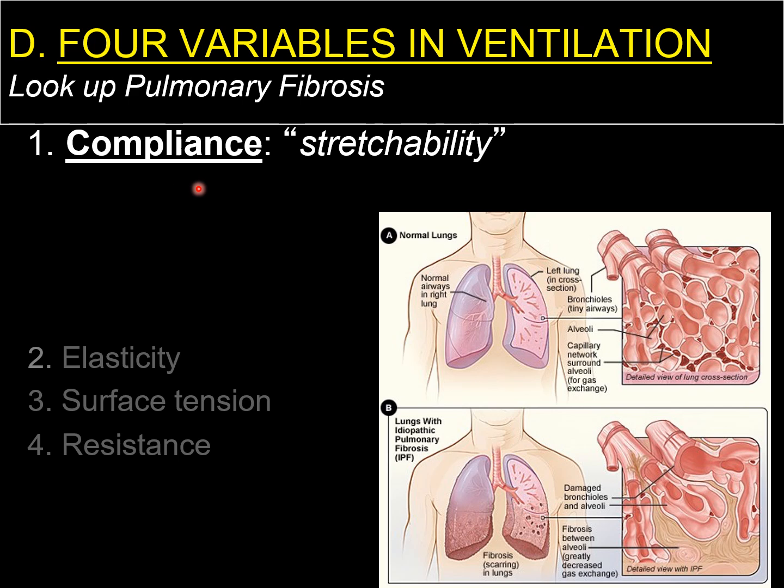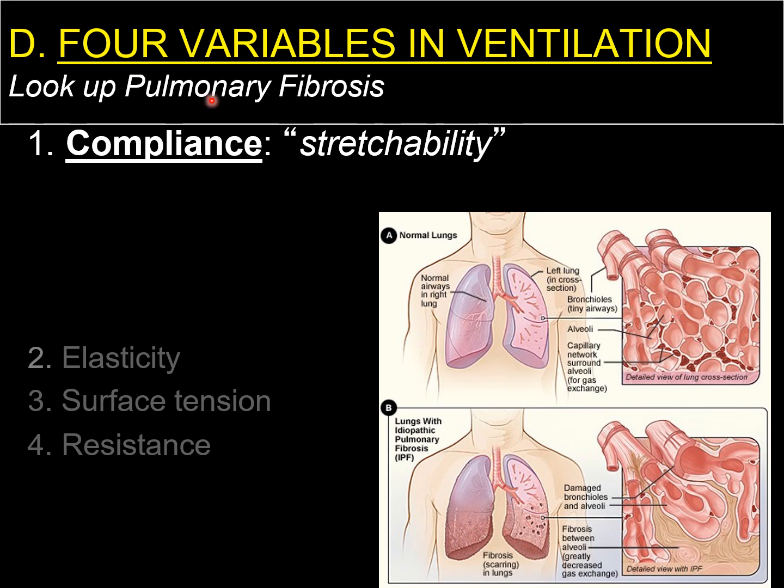Digging deeper into the definitions, giving you some examples clinically. The first variable is compliance. That is the stretchability. We've talked about this before, but I want to reiterate it and then put it into some clinical context. Under normal circumstances, if you look down at the alveolar structure, your lungs will have almost a grape cluster shape. And that's in order to maximize surface area and interface with the bloodstream.